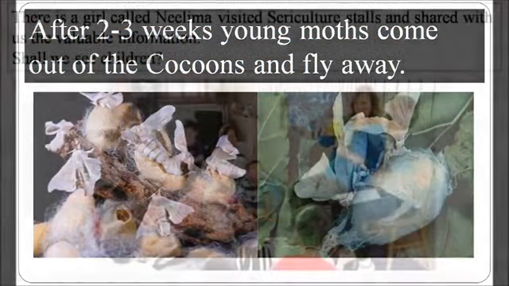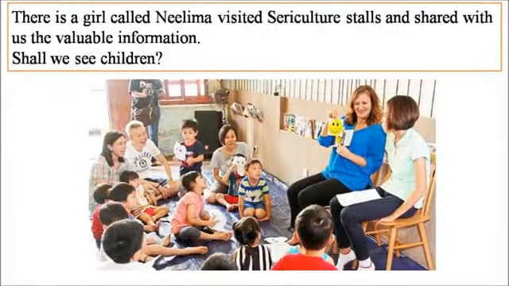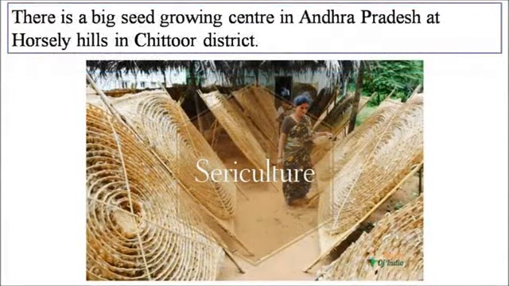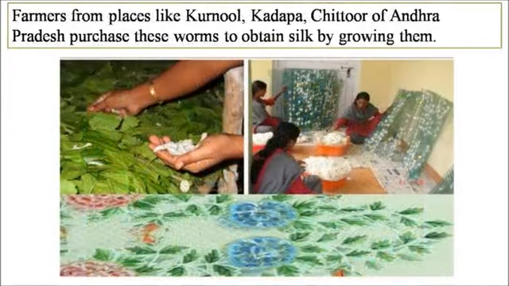There is a girl called Neelima who visited sericulture stalls and shared with us valuable information. Shall we see, children? Stall 1. The eggs of silkworm are called seeds and the seed growing centers are called grenages. There is a big seed growing center in Andhra Pradesh at Horsley Hills in Chittoor district. Farmers from places like Kannur, Kadapa, Chittoor of Andhra Pradesh purchase these worms to obtain silk by growing them.